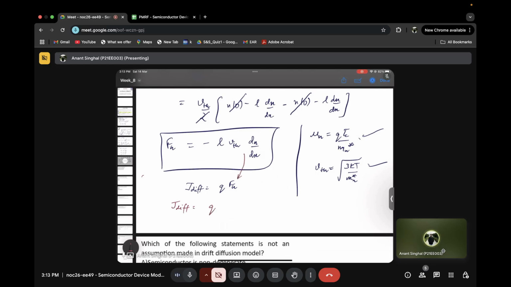So I'll just replace this Fn here. So it will be minus L Vth dn over dx. And now I'll use this q term. So I'll write this as Vth L. Now I'm trying to replace this L by tau c into Vth, that is basically the speed into distance. So it will come out to be minus q tau c Vth square dn over dx.